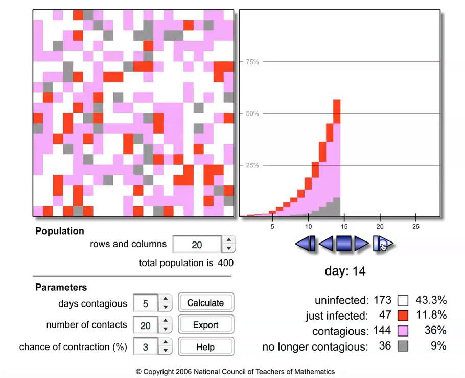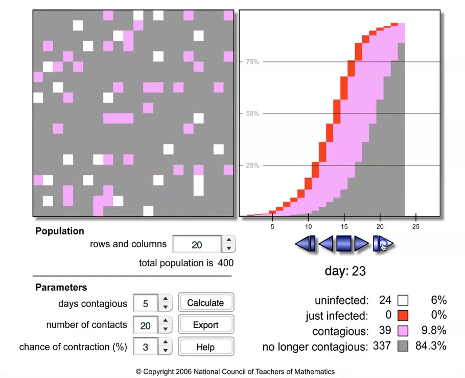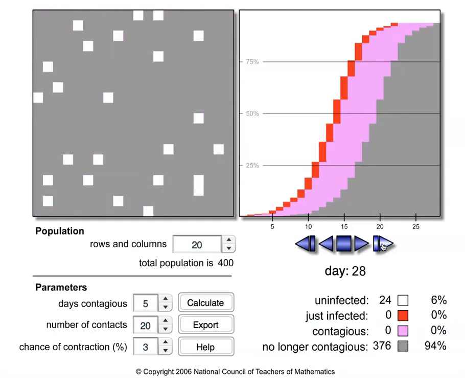As the days proceed, the total percentage of infected people becomes very high. By day 28, the pandemic has burned itself out, but by that point, 94% of the population has been infected. Many governors have imposed rules to close bars and restaurants, and many schools have closed so that students are not in close contact with one another.